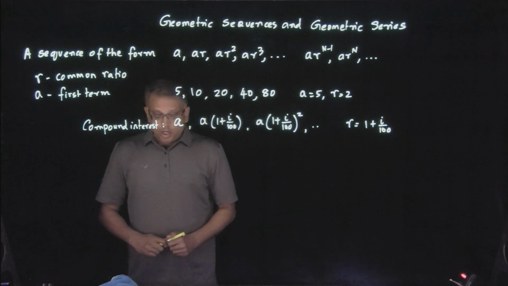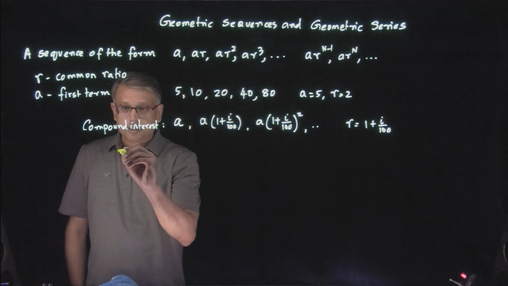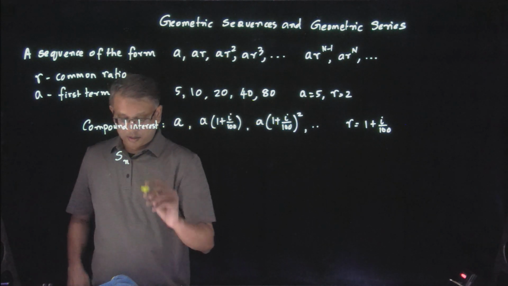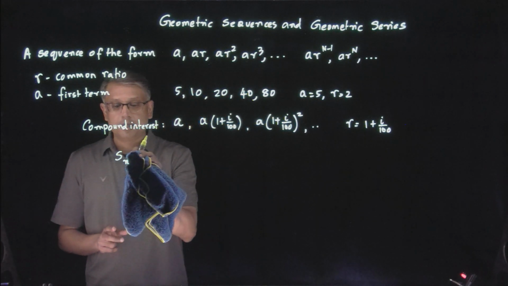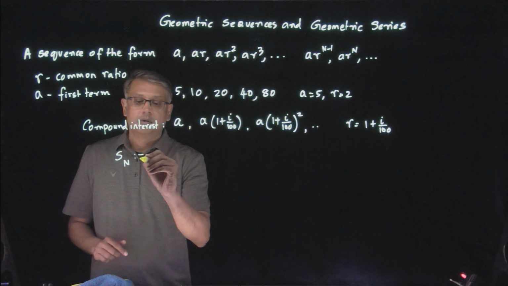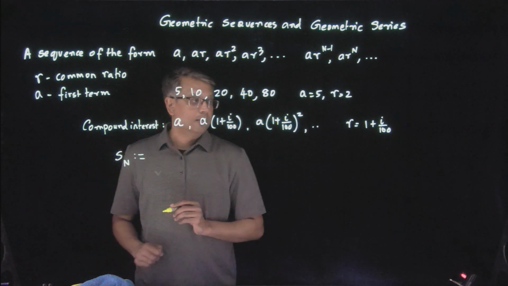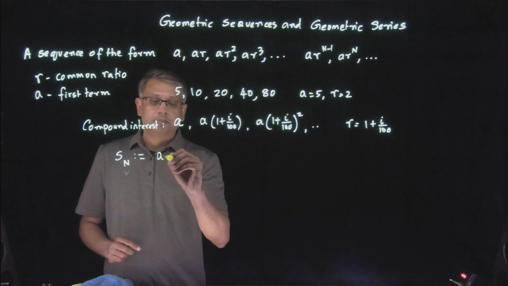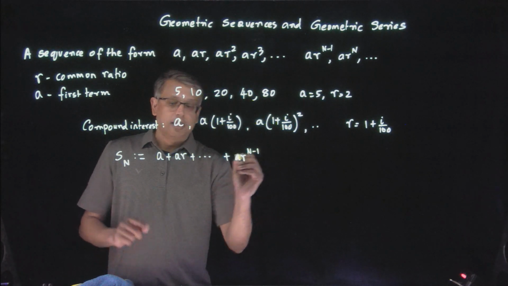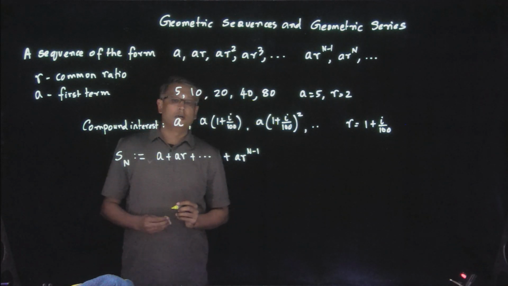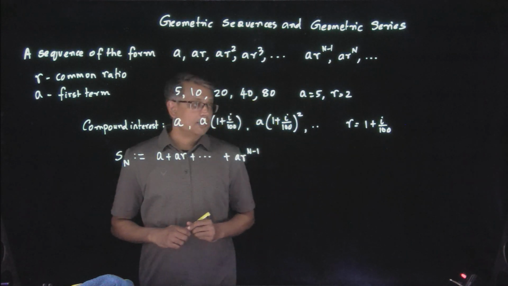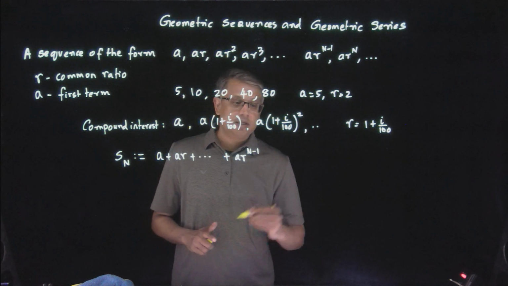Okay, so we're going to define the sum to n terms, let's say capital N. This means I'm defining this to be the sum of capital N terms of this sequence. And we call the sum a geometric series.